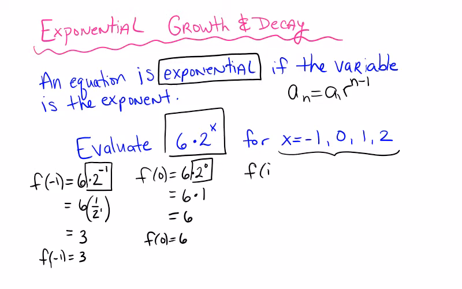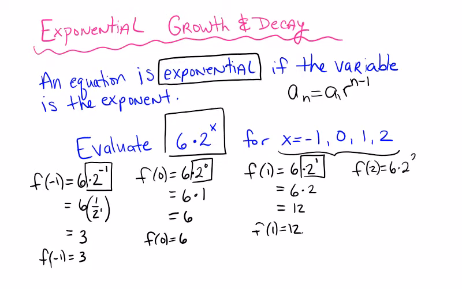F of 1. F of 1 means 6 times 2 to the first, which is going to be 6 times 2, because again, we are doing the exponent first. And then 6 times 2 gets us 12. So f of 1 is equal to 12. And then finally, f of 2 would be 6 times 2 to the second. Doing the exponent first, we become 6 times 4, which is 24. So f of 2 is 24.